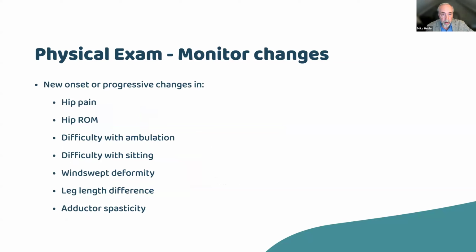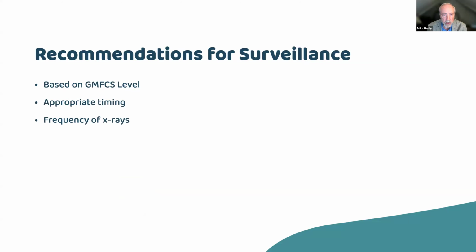The other thing we need to really concentrate on is physical exam. We want to monitor changes. Things that we're looking for are new onset or progressive changes in hip pain, for example, changes in hip range of motion, difficulty with ambulation, difficulty sitting, a windswept deformity, a developing leg length difference, adductor spasticity. All of these things tend to indicate that something is changing. And based on that change, we need to take action. So recommendations for surgery are based on GMFCS level, appropriate timing, and frequency of X-rays.